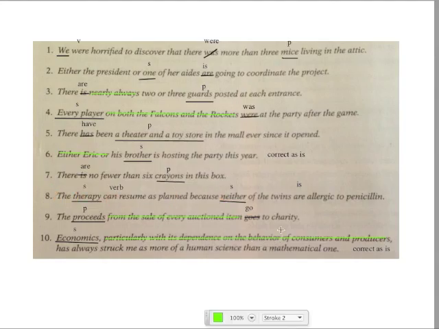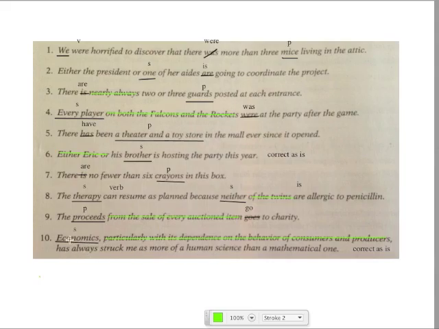You could trim out the prepositional phrase here. The proceeds from the sale of every auctioned item, I trimmed that out so I can expose my subject and verb. Proceeds is the subject and it's plural, so the verb has to be changed to go. Economics, particularly with the dependence on the behavior of consumers and producers. I can trim the whole thing out. Economics has or economics have. It's singular, so economics has is fine.